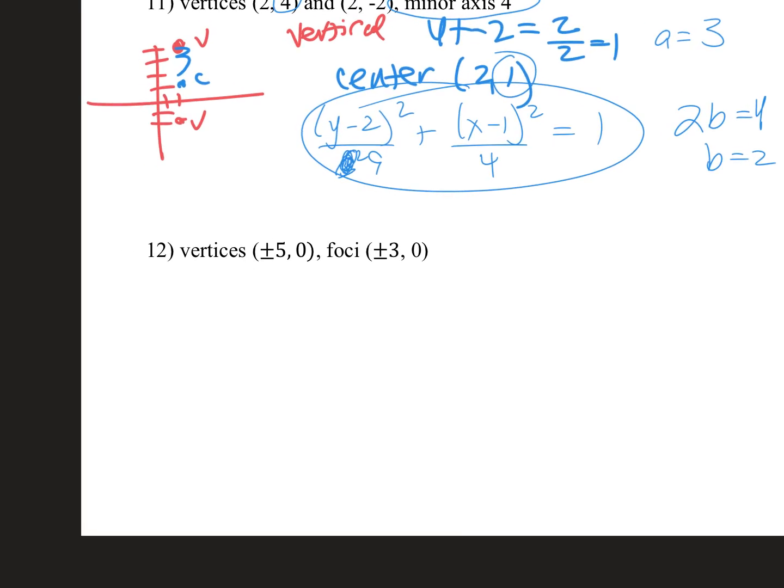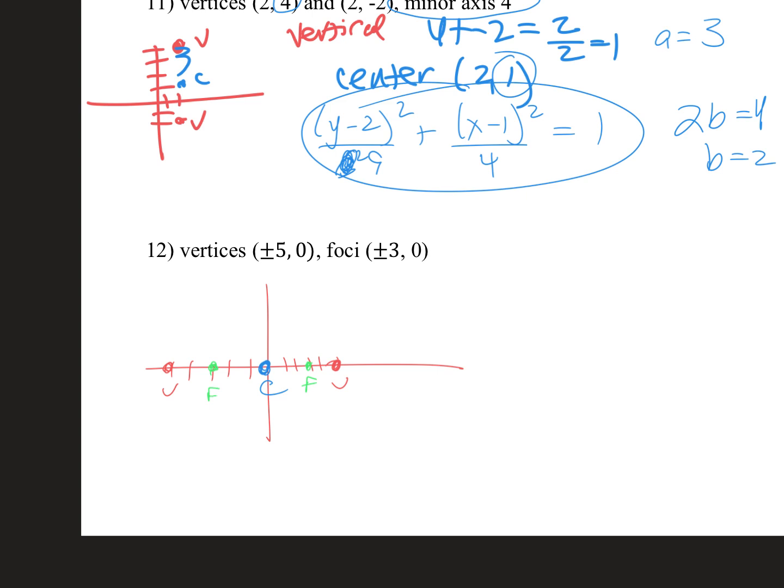If I look here at this question, again, a picture is worth 1,000 words. My vertices are at (5, 0) and (-5, 0). Well, you know then where your center is. Your center is going to be right here at the origin because your vertices are equidistant. You also know the foci, plus and minus 3. So here's one here, and here's one here.